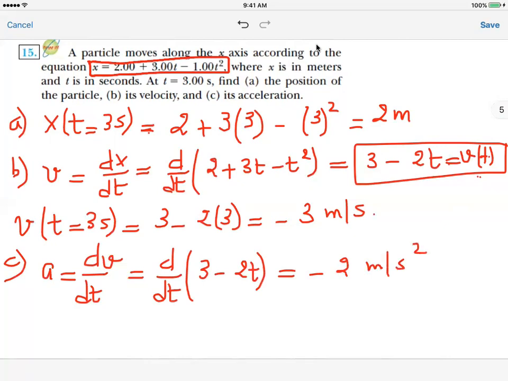So as you may have noticed, the acceleration is constant. That means that the particle is under constant acceleration.